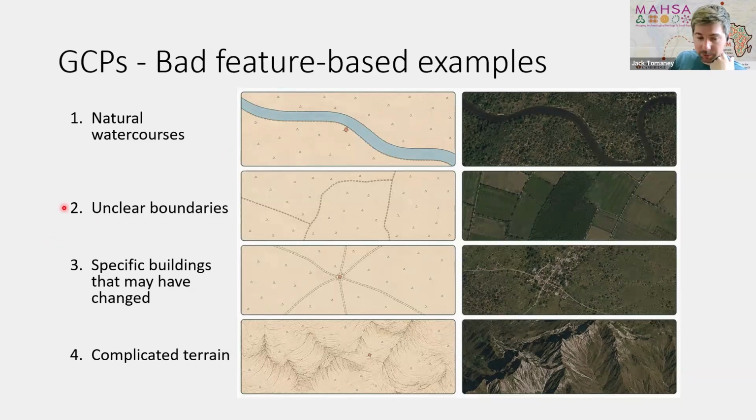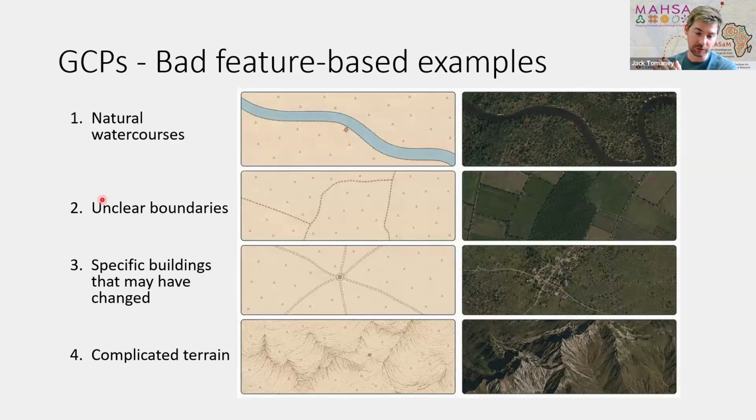The second example I put is unclear boundaries. And by this, I mean what you think might be a boundary for a field or a land use boundary. As you can see here, you might often think that a boundary that's drawn might fit a forest, and sometimes it does, but it isn't 100% clear. So if it's not 100% clear, it's something that you shouldn't be using to accurately tie the images together.